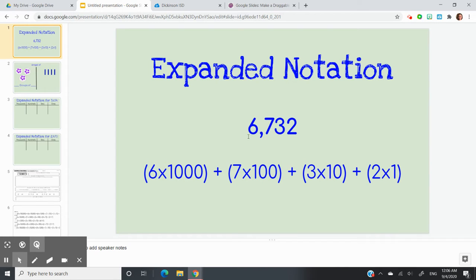So I have here the number 6,732, and I represented that in expanded notation. So I have 6 times 1,000, 7 times 100, 3 times 10, and 2 times 1. So how exactly do we know that this is the expanded notation for 6,732? Well, on the next few slides, we're going to learn how to model and how to represent each number in expanded notation.